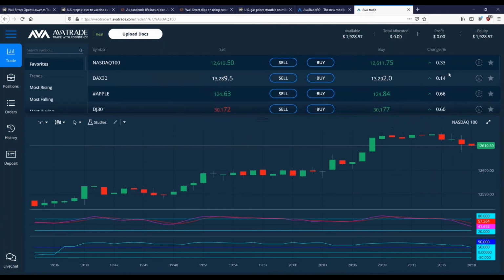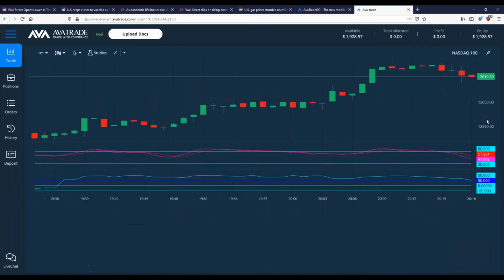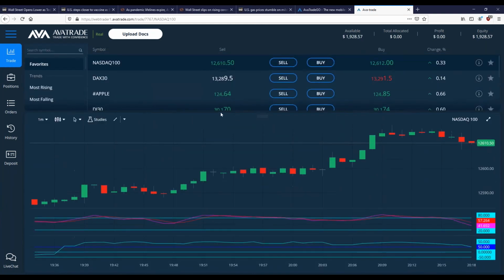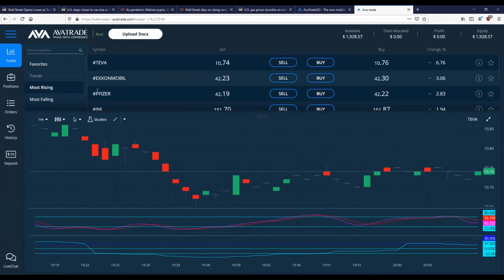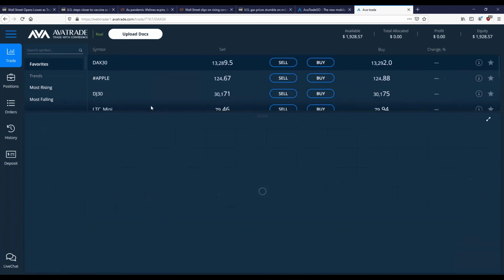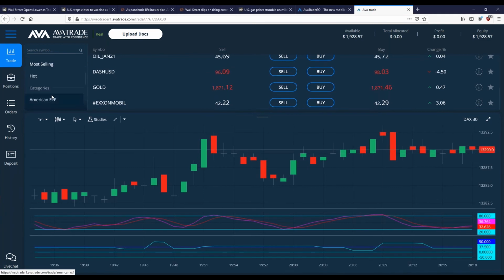Now, you can play with the chart on here as well. You can go full screen. Easy to make a favorites list. Okay, if you want to remove something from your favorites, just click the star, it's gone. If you want to add something to your favorites, maybe go to the most rising. You say, oh, Exxon looks good. Let me add that to my favorites list. Just click the star. And now Exxon is in my favorites list right there, Exxon favorites. So lots of categories, most selling, most buying, most falling, etc., or by type of asset, crypto, commodities, etc.